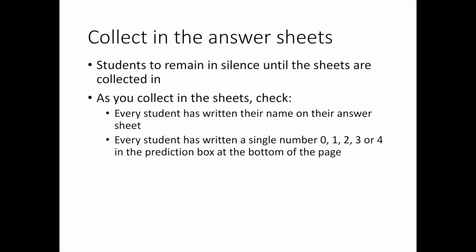Students, please remain in silence until all the answer sheets are collected in. Teachers, as you collect in the answer sheets, can you please check that every student has written their name on the top? Also, can you please check that every student has written a single number 0, 1, 2, 3 or 4 in the prediction box at the bottom of the page. Pause the video now, collect in the answer sheets, then press play to give students the answers and feedback.